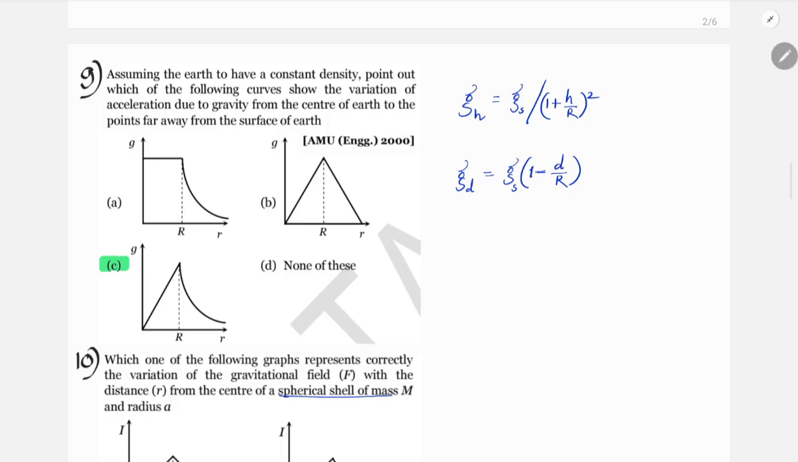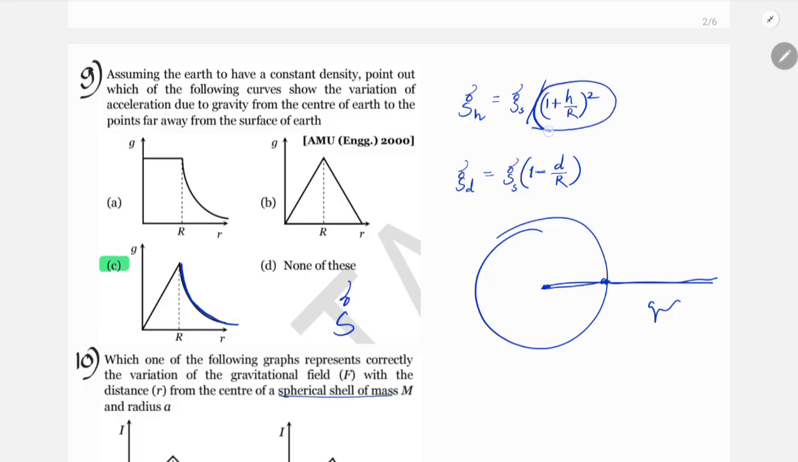Problem number 9 is again from the earth's surface, or from the center when you are moving. Suppose you take the earth, and you are moving either downward, depth, or going upward, altitude. So does the g value increase or decrease, acceleration due to gravity? When the height increases, g decreases. Why? The g is always inversely proportional to r square. Remember here the distance, height square. So certainly it will decrease as the height increases.